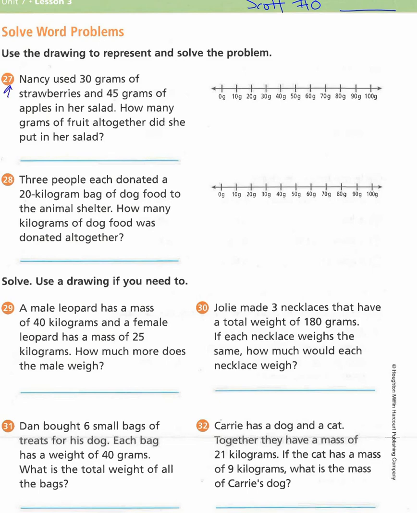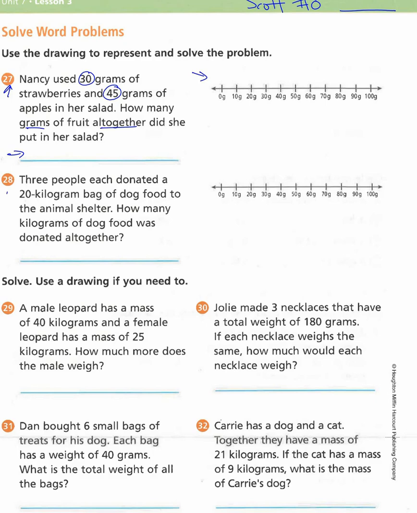Number 27. Nancy used 30 grams of strawberries and 45 grams of apples in her salad. How many grams of fruit altogether did she put in her salad? Okay, so altogether means total, right? So we have 30 grams of strawberries and 45 grams of apples. What is that together? Again, use this if that helps you, and don't forget, write your equation here, and this time our label is grams. So pause the video, go ahead and write your equation with your solution, and then start the video back up.